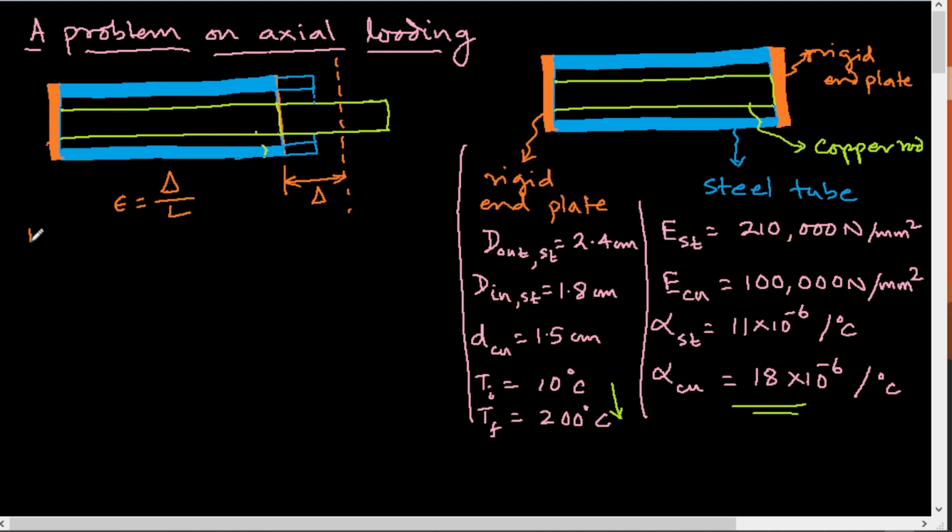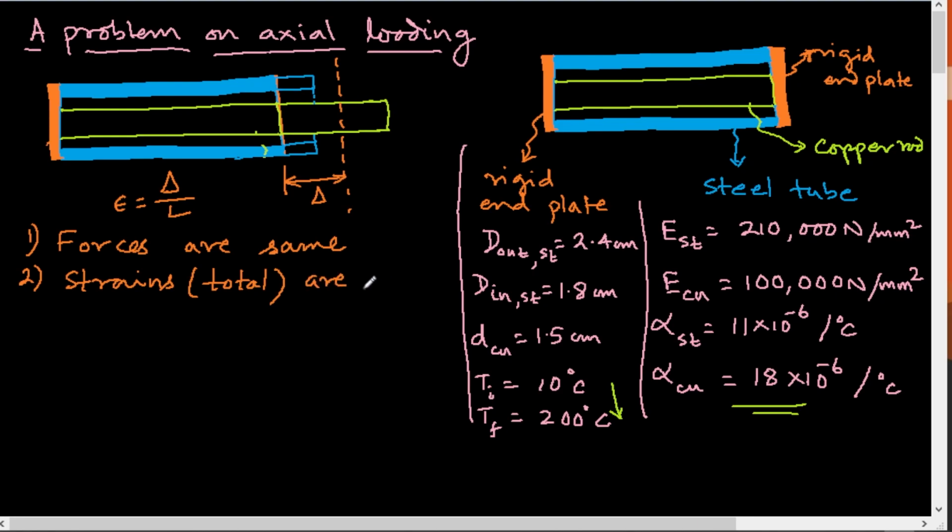So these are the two concepts which we will use to solve the problem. First, the forces are the same. And second, the strains, total, I'm writing it total to remind ourselves that this total will include both the thermal strain plus the strain due to the forces, are equal in both the rod and the tube.